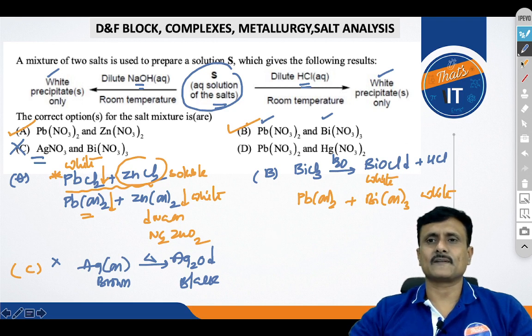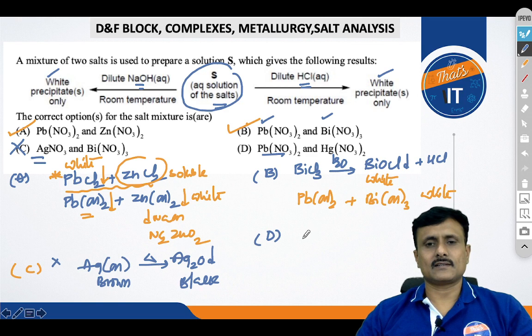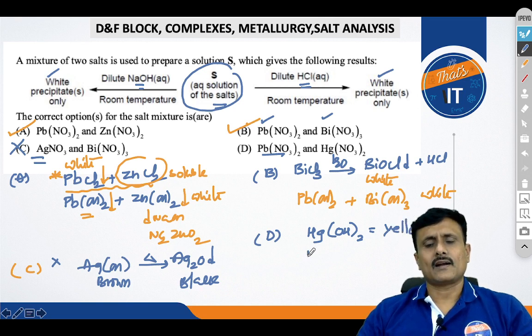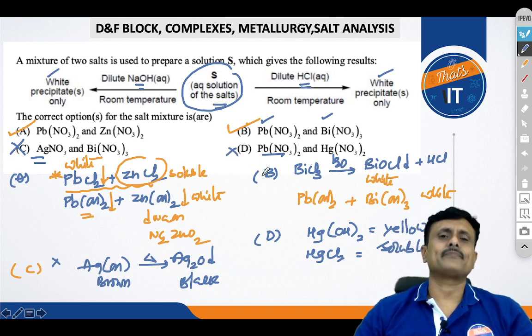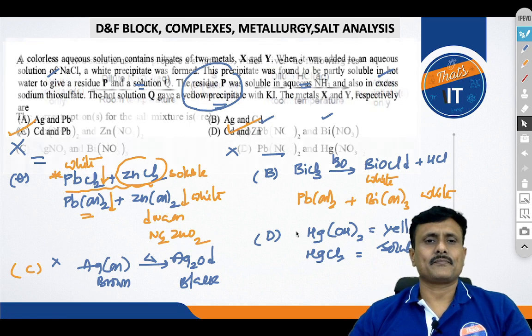And what about option D? You can see option D is lead, yeah, that is fine. But what about Hg? You know that Hg(OH)2 is yellow in color. What do you say? And HgCl2 is soluble. So because of this yellow color you won't get white. So the right answer for this question should be A and B.